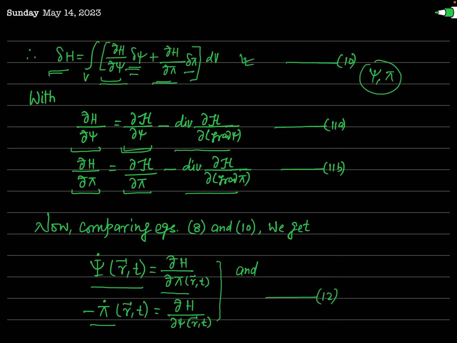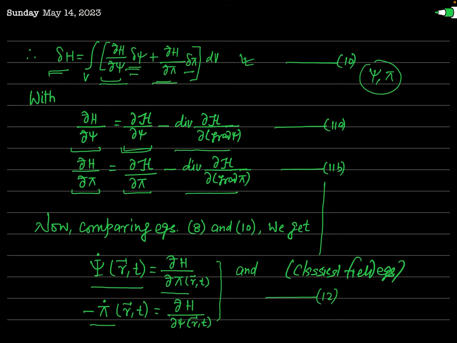Actually, these are the classical field equations in terms of the Hamiltonian of the field. So you can say that these are classical field equations. In fact, if you observe the form of these two equations, you can easily recognize that they are completely analogous to the Hamiltonian canonical equations which you study in classical mechanics.